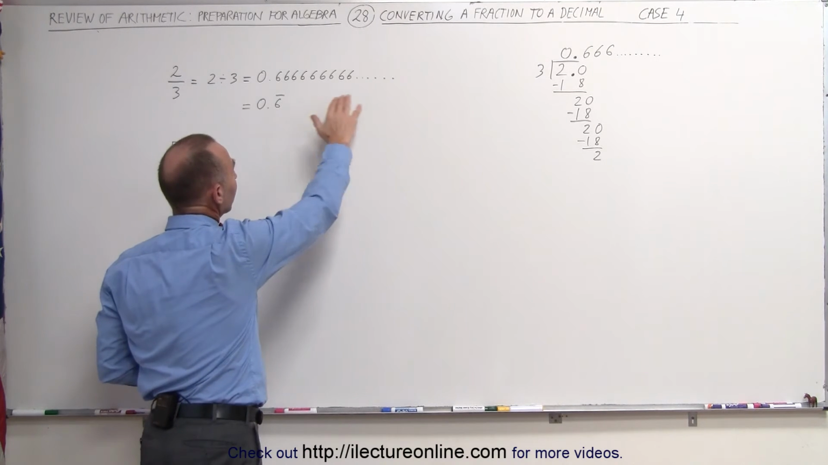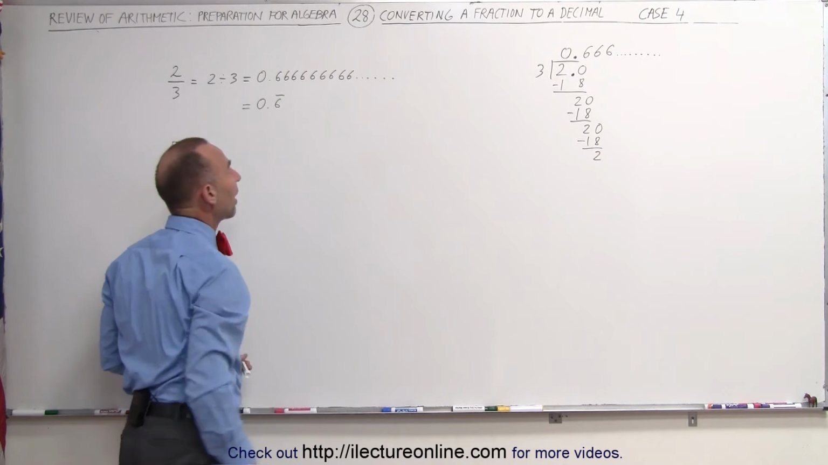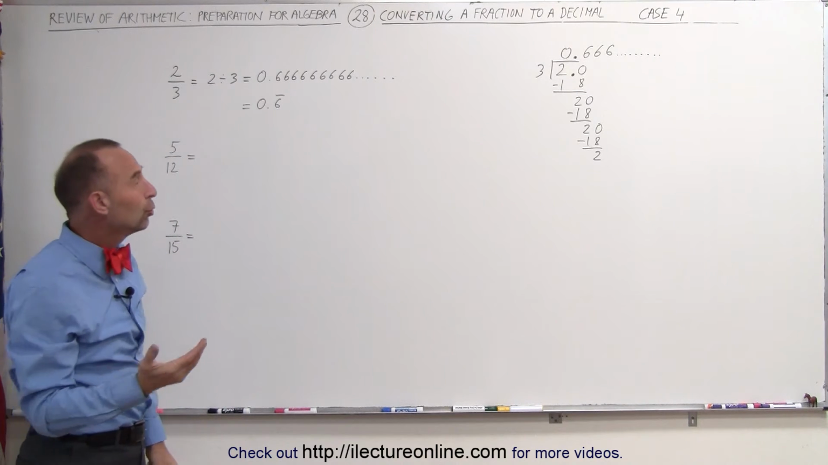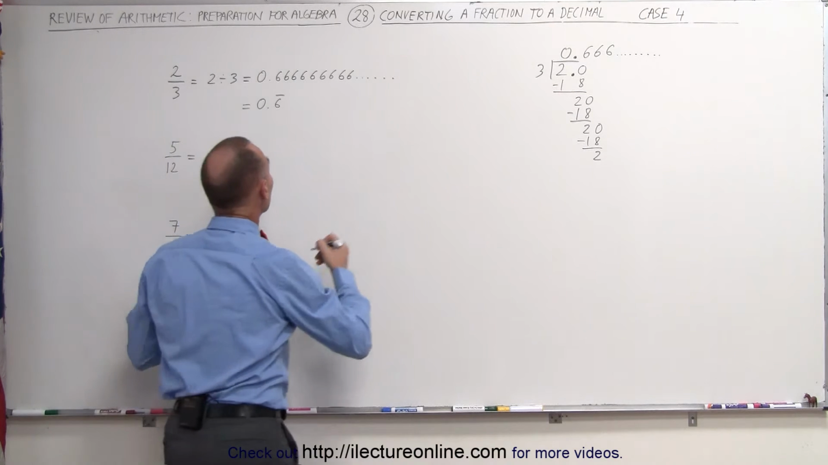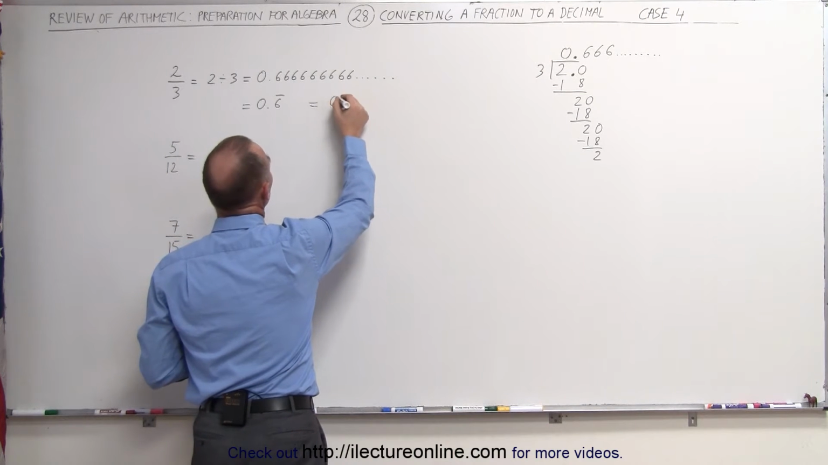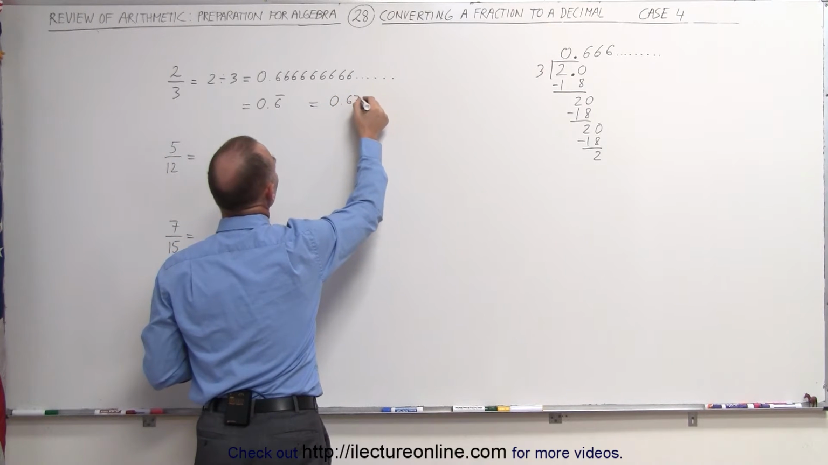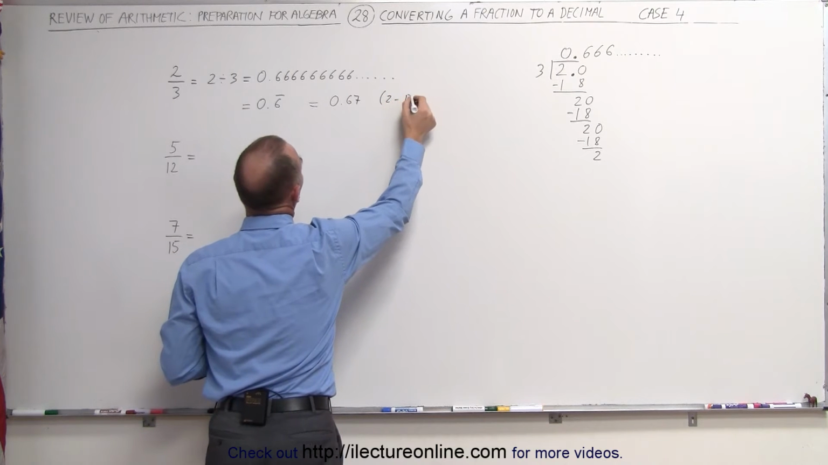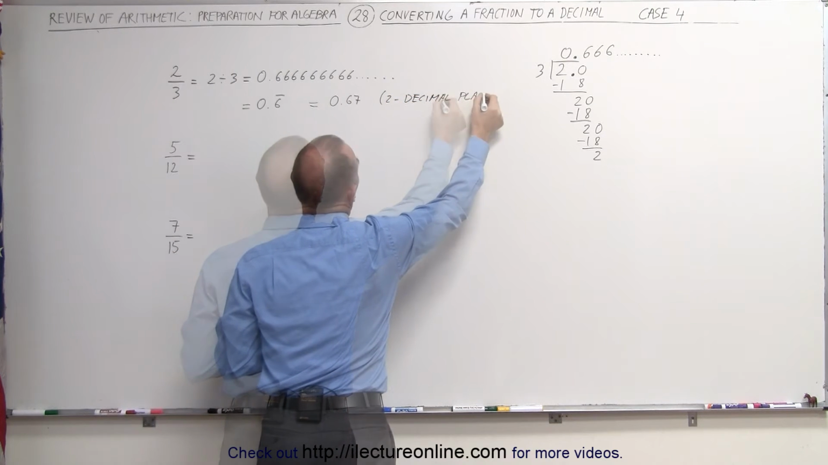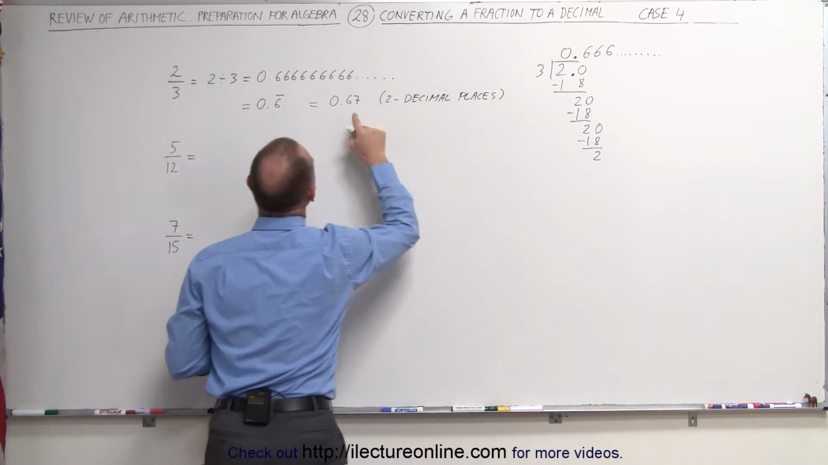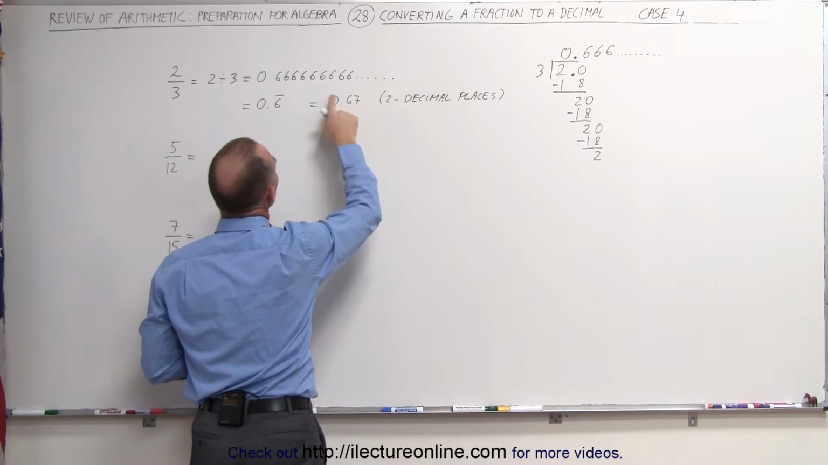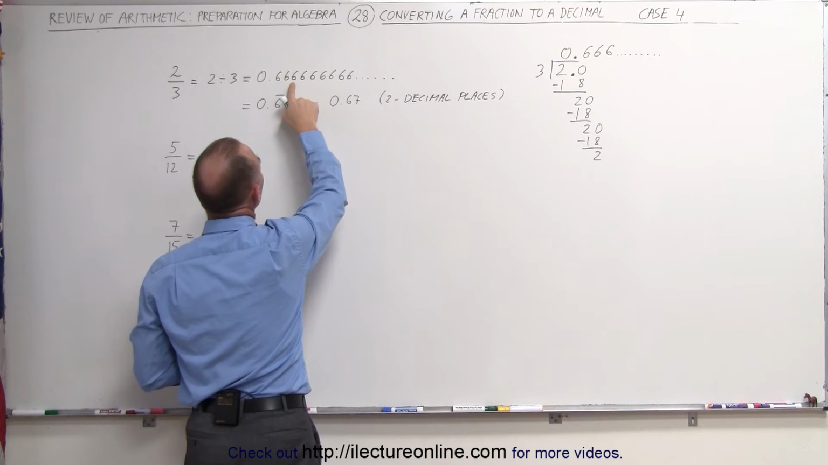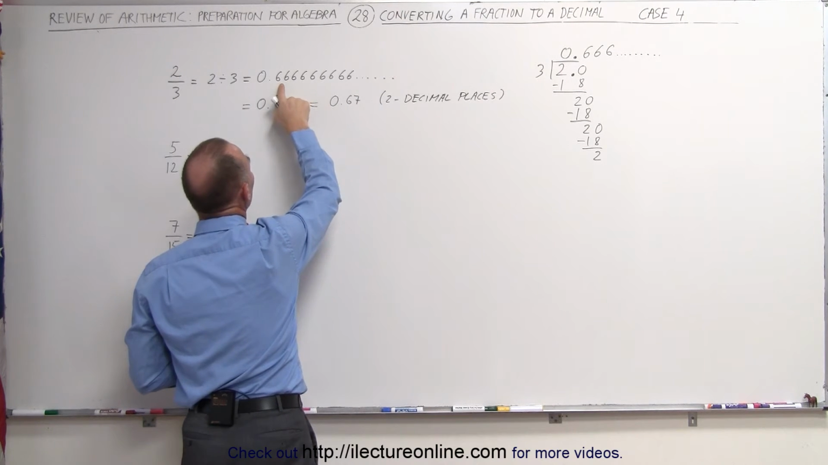So you can write it as dot dot dot, you can write it with a line on top, or you can round it off to 2, 3, 4, 5 decimal places. In other words, you can also write this as 0.67 to 2 decimal places. You take the second decimal place and you round it off to the nearest number. So since it's 0.666, that rounds off to 0.67.